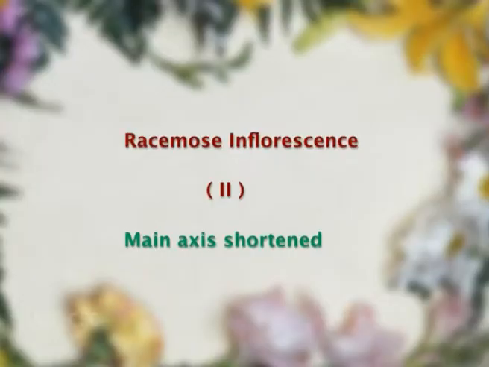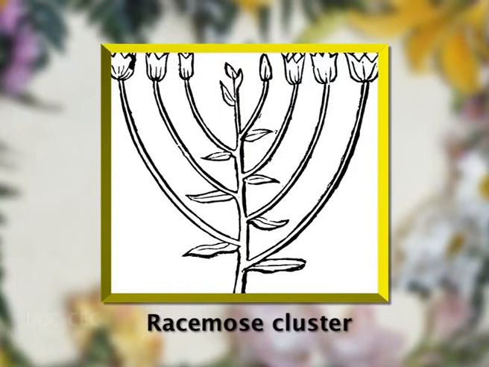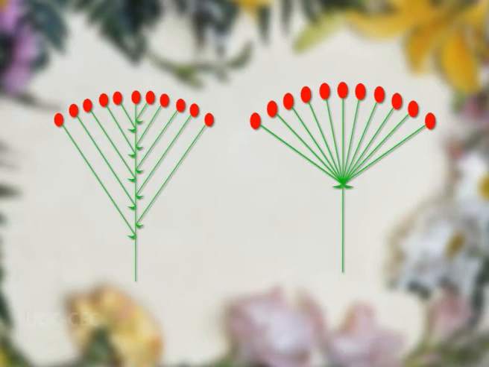The second category of racemose inflorescence is the one in which the main axis is shortened. Due to the shortening of the main axis, the flowers appear in a level-topped cluster instead of the lengthened clusters. The flowers hence appear in the centripetal order because in the order of time the flowering starts with the periphery and proceeds towards the center. This category includes mainly corymb and umbel inflorescences.